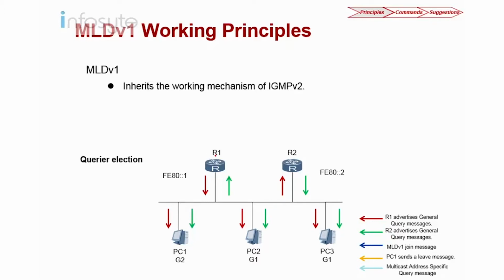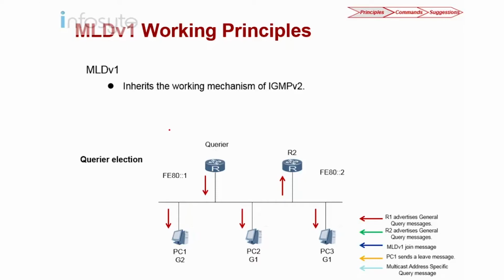Within this segment I have two routers, R1 and R2. When R2 also wants to become the querier, you can see the green color represents R2 sending a general query. So now I have two routers on the same segment who want to become the querier. When the routers hear these two queries, one of them will become the querier. They do a comparison between themselves, and the lower IPv6 address will win the election. So here R1 becomes the querier.